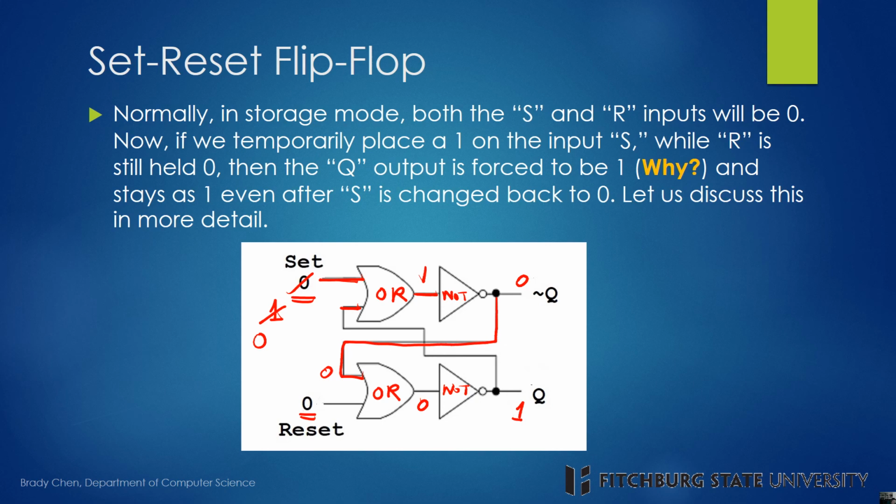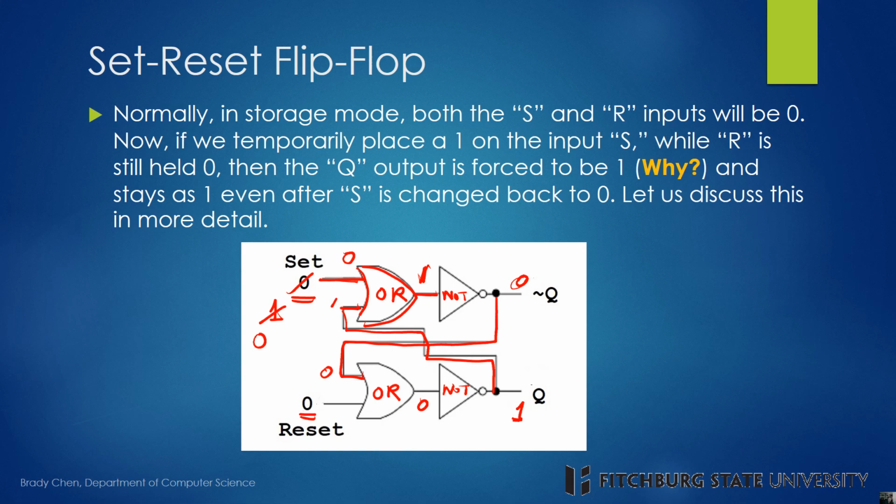Okay, if I change back to 0, what happens? Well, let's take a look. So this input is 0. Now what's the other input? The other input is connected to the output Q, right? Now the output Q is 1, so here's 1. So that means the output for this OR gate is still 1, and this is still 0, and this is still 0, and nothing changes. So Q is still 1.